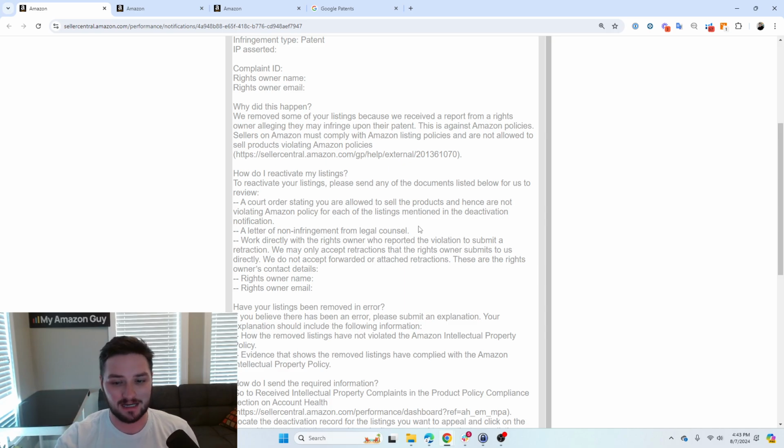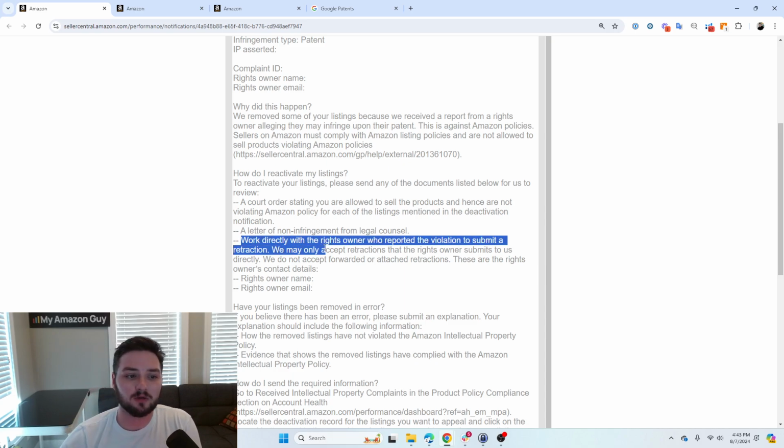Again, if it's a design patent, they'll usually be able to determine that. For a utility patent, it's usually a little bit easier and less subjective than it is for a design patent. Now, next we have: work directly with the rights owner who reported the violation to submit a retraction.